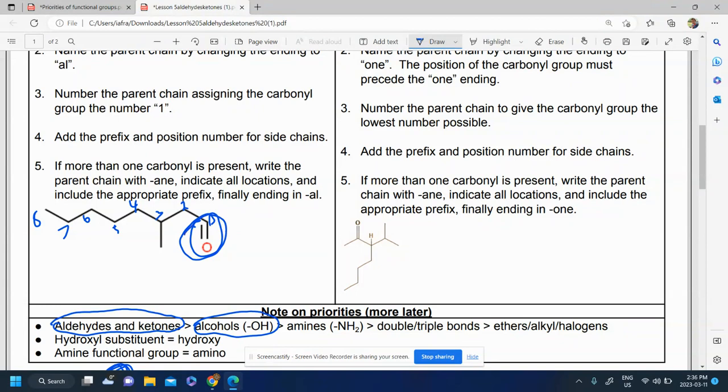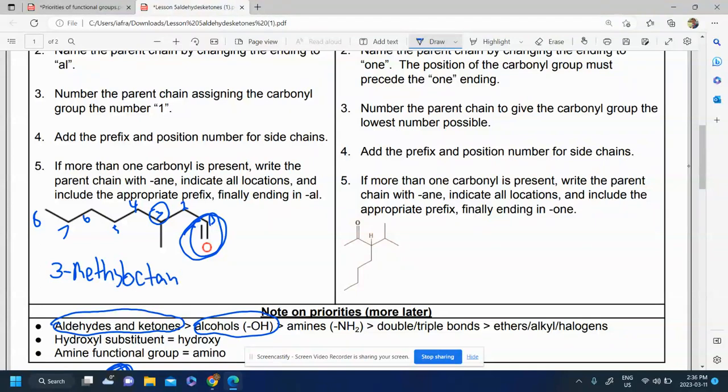But then if there are other paths, choose the one with the highest priority groups in it. So for example, if there's a path with only single bonds and a path with double bonds, choose the one with the double bonds as your parent chain. But for now, it's not going to be an issue. For now, we're just going to focus on purely an aldehyde. So we have 8 carbons, and on carbon number 3, there's a methyl group. So we have 3-methyl. And then since we have 8 carbons, it's octan.